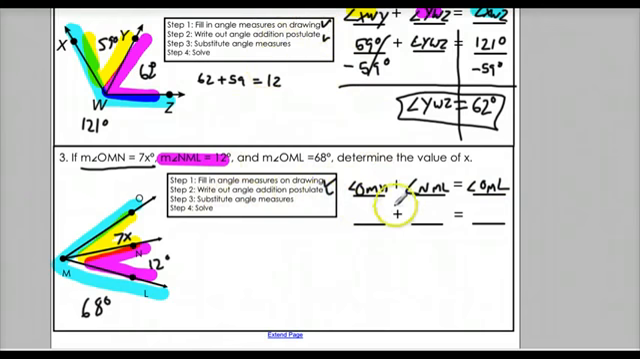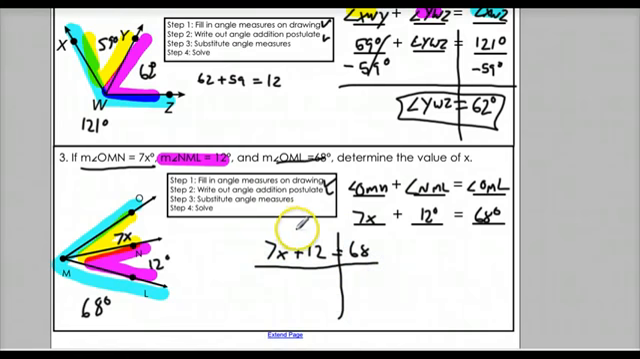From there we substitute the angle measures. We know OMN is 7x. We know NML is 12 degrees, we get that from over here. And we know OML is 68 degrees. Now we just have to solve this. As I always say, if you know how to solve it, go for it. You can move on, fast forward the video, and do it on your own. If not, I can help you out a little bit.